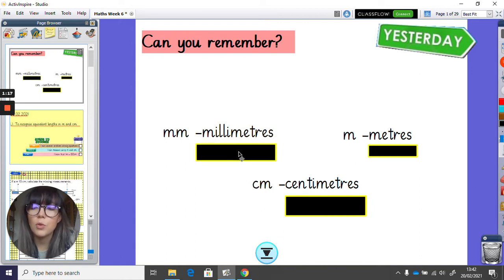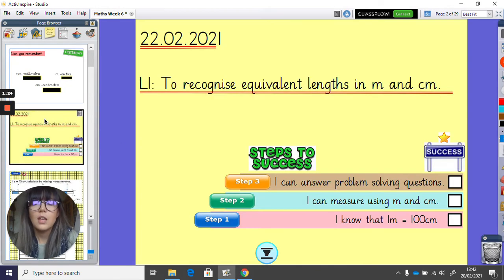Can you remember which was the longest amount and which was the shortest amount? So today is the 22nd of February 2021, and our LI today is to recognise equivalent lengths in metres and in centimetres. So remember those two little symbols, metres and centimetres. The other thing that we might trip up on is the word equivalent. So the word equivalent means equal. So it means they're the same.